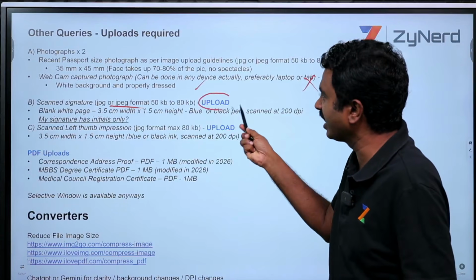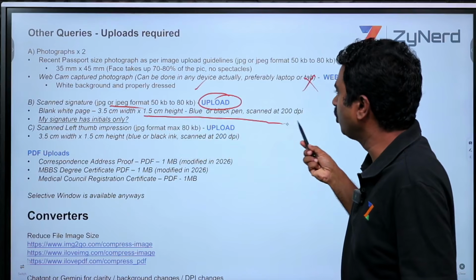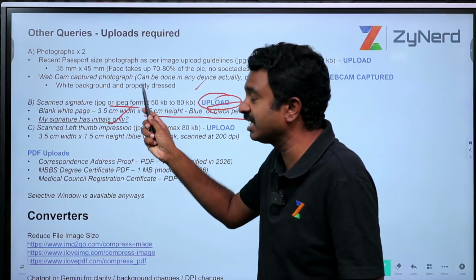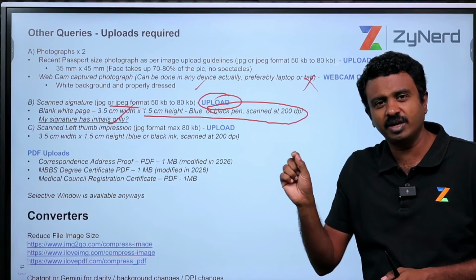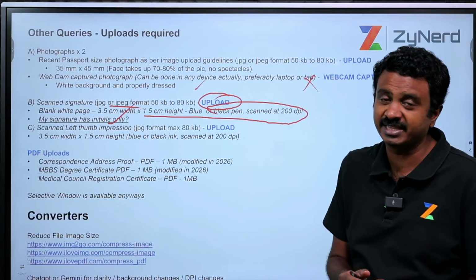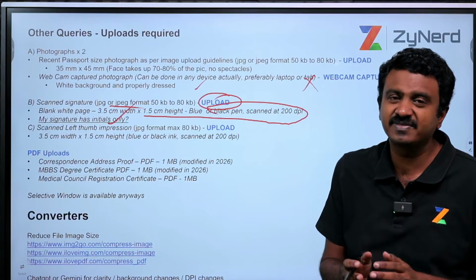Scan signature, you can again upload. Black and white, blue or black ink is fine, 200 dpi. My signature has initials only. Many candidates have said, by myself I sign in initials only. My bank signature itself is like that, but the system may reject that. We have seen some rejections.